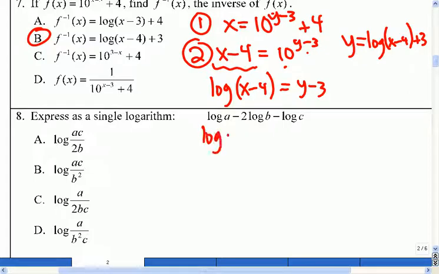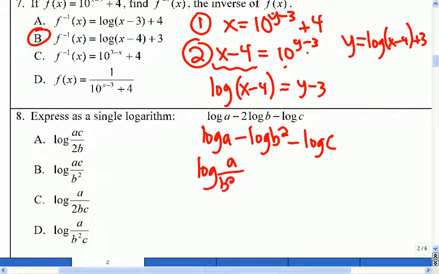So this would be log base A minus log B squared minus log C. Now all I have left are subtractions. So, I mean, we could go like this. We could say that's log A over B squared minus log C.